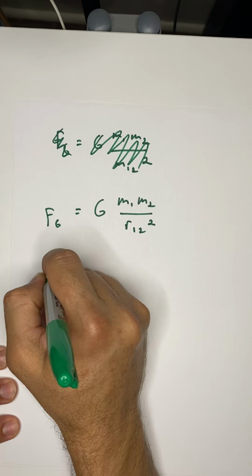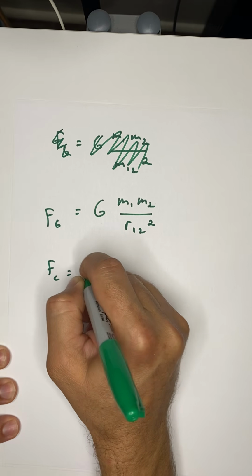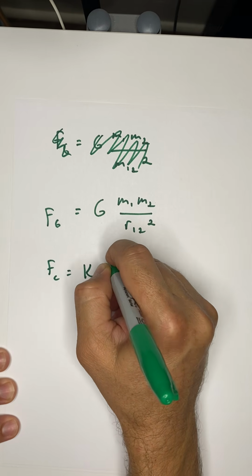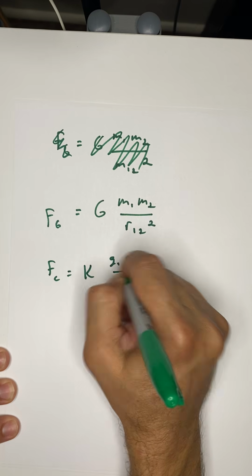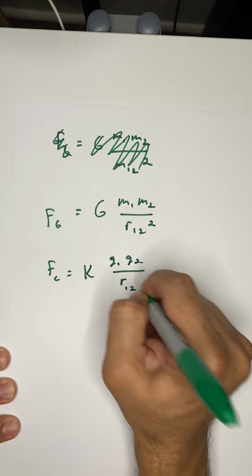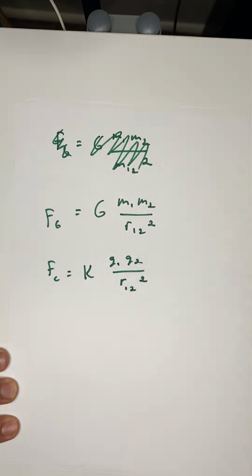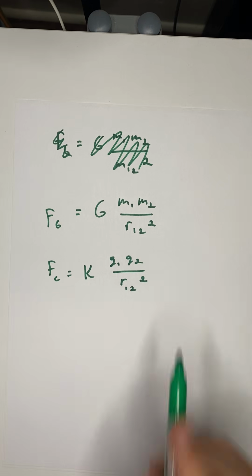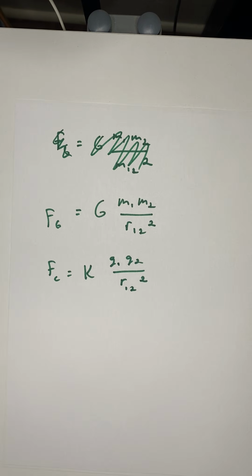Let me just remind you of the Coulomb force we just wrote down. I hope you see some similarities. They both involve two quantities. In the case of gravity, there are two masses. In the case of electricity or the Coulomb force, there are two charges. They both involve a distance between those two quantities, which is squared, and they both involve a constant.